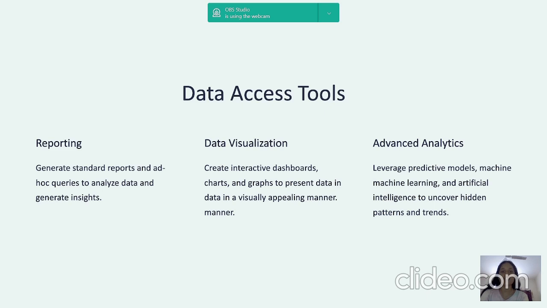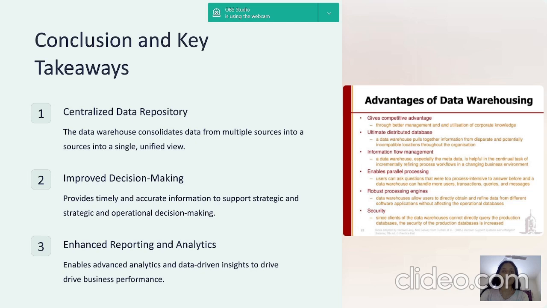So, next we move to the conclusion. Business intelligence has data warehousing, which will help to make improved decisions. It will provide accurate information to support the strategic decision making process. Data warehousing itself is a centralized repository. It will have the data obtained from multiple sources and stored into a single unified view. And the other advantage of data warehousing is that it will provide enhanced reporting and analytics. This will improve the decision making process in an organization or a business.